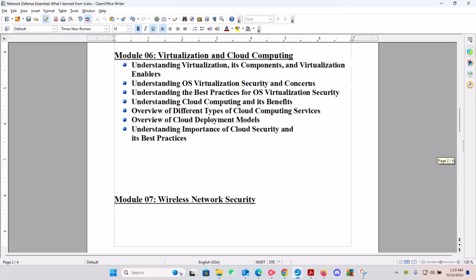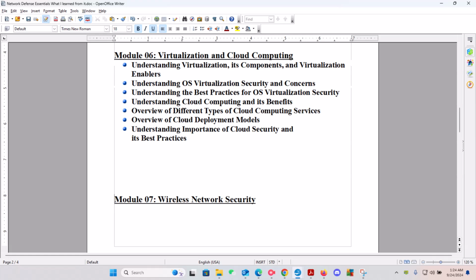Now let's talk about Module 6. For Module 6, there's quite a bit to it. This is very much a summary of Module 6, so I'm just going to go over some things that I actually learned from the module.